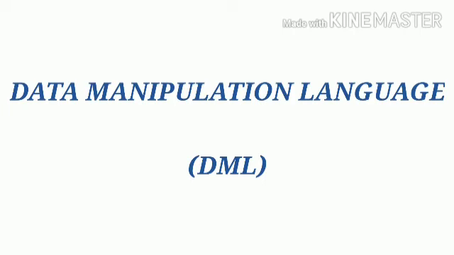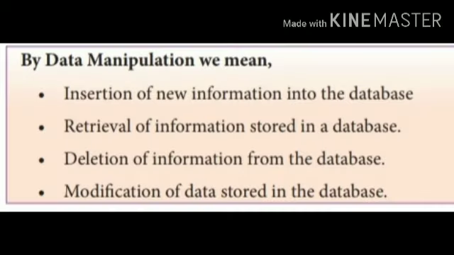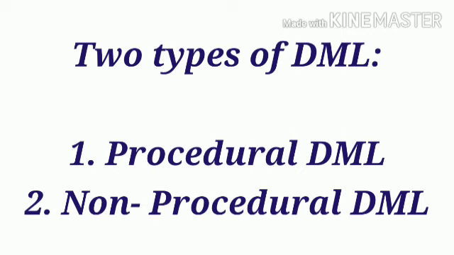The next one is data manipulation language. It is one of the computer programming languages which is used for adding data, removing data, or modifying data, and also retrieving information from the database. It consists of 2 types. One is procedural DML, another one is non-procedural DML. Procedural DML requires a user to specify what data is needed and how to get it. But non-procedural DML is the same as procedural DML, but without specifying how to get it.